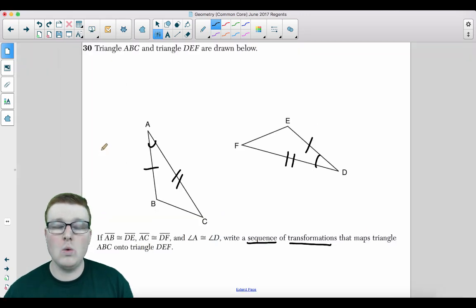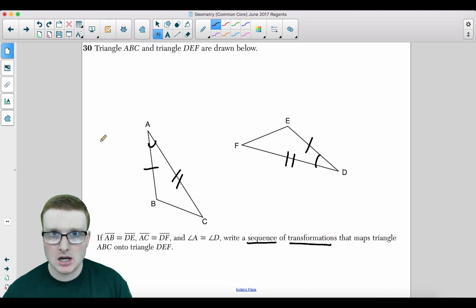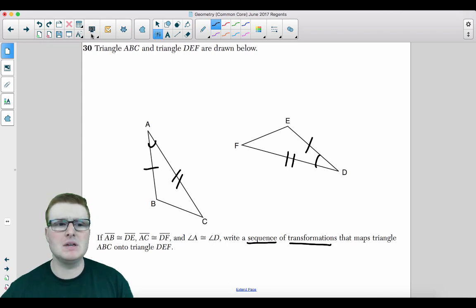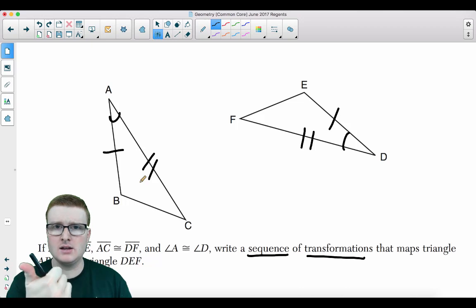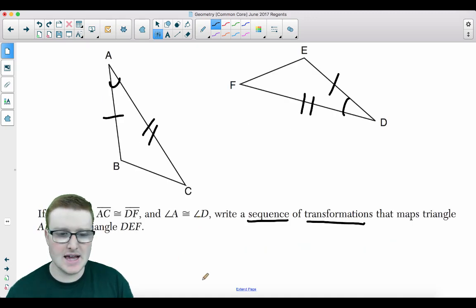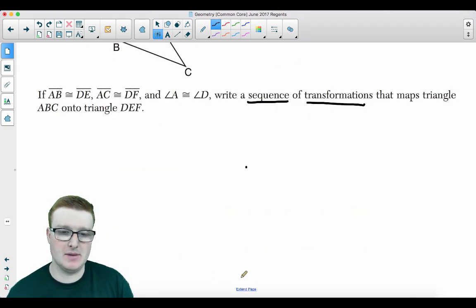Ladies and gentlemen, when the question says sequence of transformations, they're expecting multiple transformations. It could be 2, it could be 3, it could be 4. Probably it's going to be 2 because this is a 2-point question. They want a point for one of the two. You get 1 point for one, and then you get the other point for the other one. So in this case, they're looking really for 2 transformations.